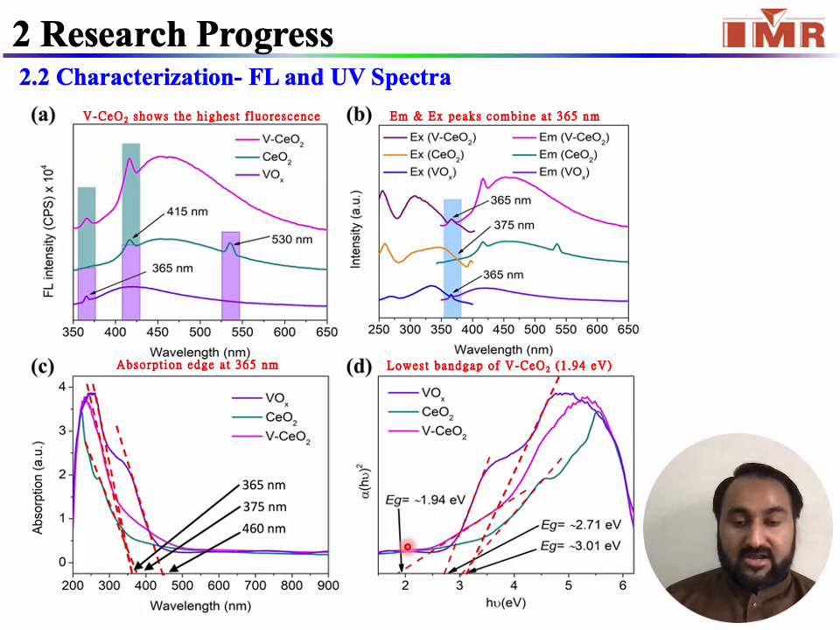And here we can calculate the band gap. We can see that the band gap of VCeO2 is the lowest. If the band gap is low, the response rate and trigger rate are very high and very fast. So this confirms that our prepared VCeO2 is the fastest compared to VOx and CeO2 alone.